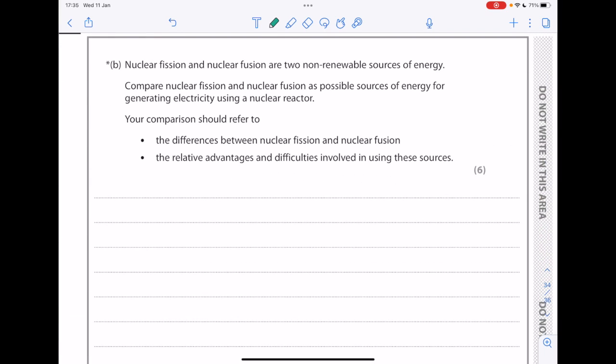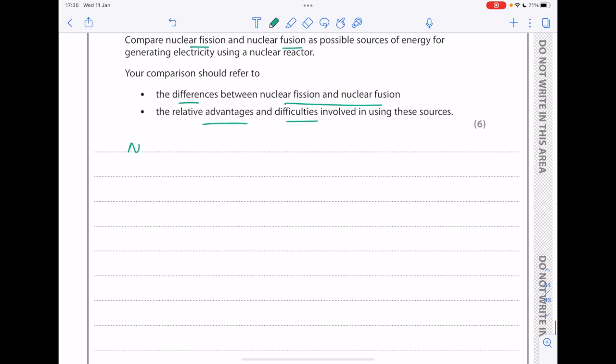Nuclear fission and nuclear fusion are 2 non-renewable sources of energy. Compare nuclear fission and nuclear fusion as possible source of energy for generating electricity using a nuclear reactor. Your comparison should refer to the differences between them and the relative advantages and difficulties involved in using these. So let's start by saying what they both are. So nuclear fission is when the nucleus is split due to the absorption of a neutron.